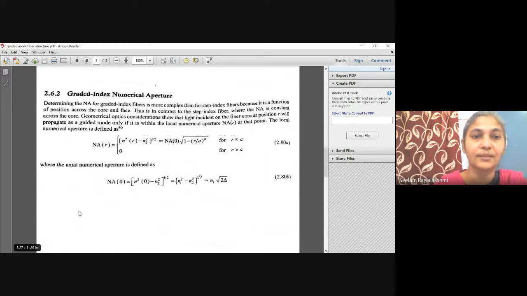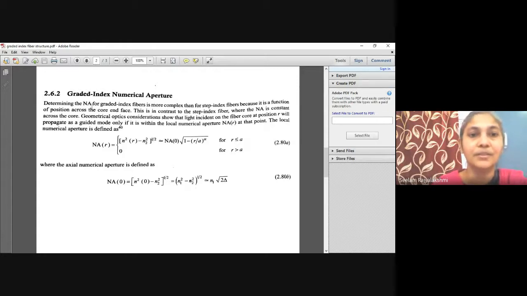Now let us see the graded index numerical aperture. So what is numerical aperture? Numerical aperture is considered as the light gathering capacity of an optical fiber. Light gathering capacity of an optical fiber is nothing but numerical aperture.